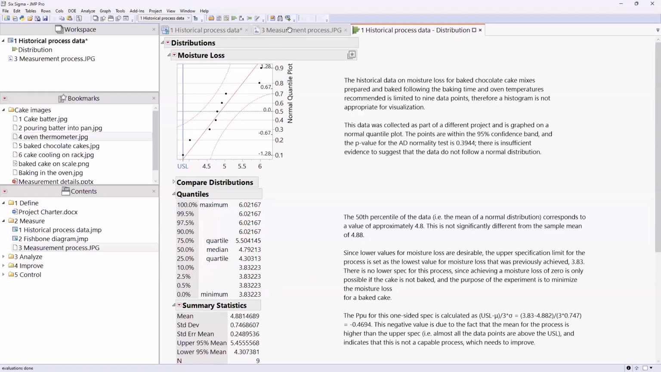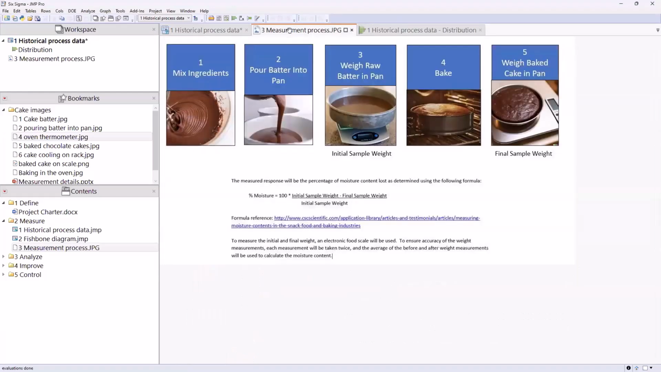Going back to this measurement process, some of you might have noticed that I really didn't trust my measurement system, so I documented here what I did. To ensure the accuracy of the measurements, I took each measurement twice and then used the average of the initial and final sample weights for the calculation. So that's maybe not the best option. Probably I could have done something else, right, Scott?